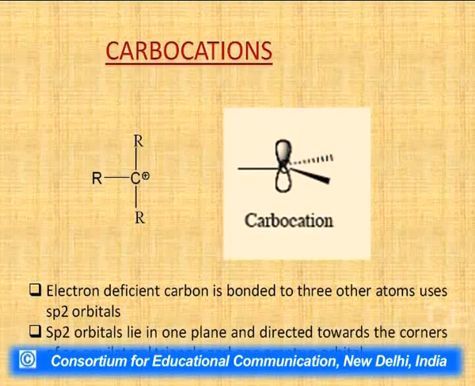First of all, we talk about the carbocations. What is a carbocation? It is an electron deficient carbon bonded to 3 other atoms, which uses sp2 orbitals. When we are talking about the stereochemistry of a carbocation, the sp2 orbitals lie in one plane and are directed towards the corners of an equilateral triangle, and one empty p orbital is also there. So the bond angle is 120 degrees.